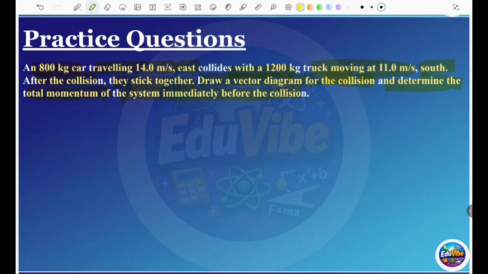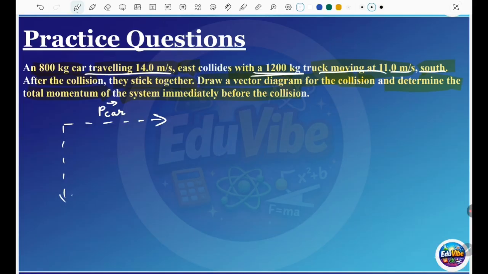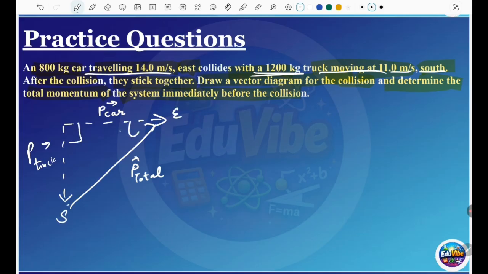So we try to draw a vector diagram. We have all the things given. They mentioned that the car goes east, so the car's momentum goes east. And the 1200 kg truck at 11.0 meters per second goes south, so its momentum goes south. And this is the total momentum you have to find. This is east, this is south. The angle theta is not mentioned, we just have to find the total momentum.